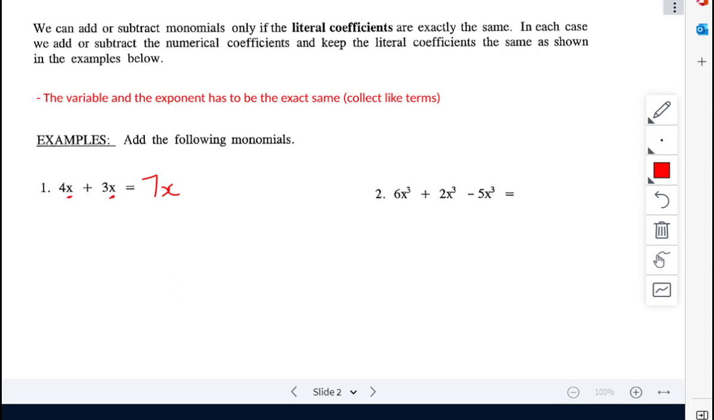The first thing we have to do is look at all of the literal coefficients. They have to be the exact same. If we look at the literal coefficients here, we have x cubed and x cubed. Therefore, we can now collect the like terms. So 6 plus 2 minus 5, that gives me 3x cubed.